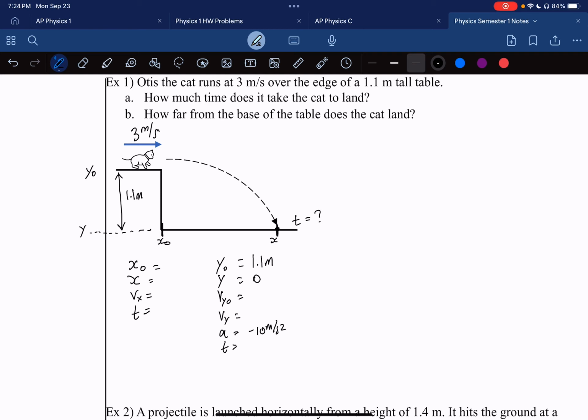We actually know another one in this list, but let's move on to the horizontal list. X naught, we were used to putting 0 there. It's like the starting horizontal position. We don't know x, but we do have a horizontal velocity, which if you look at the cat, is very clearly 3 meters per second.